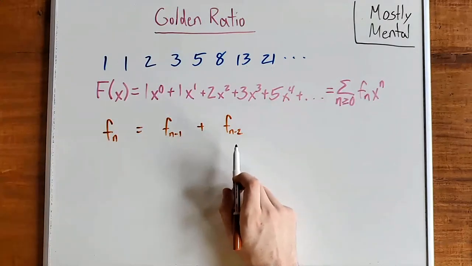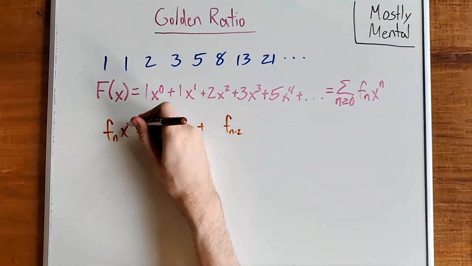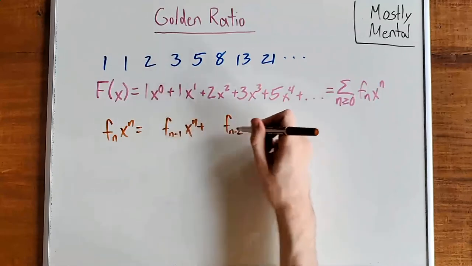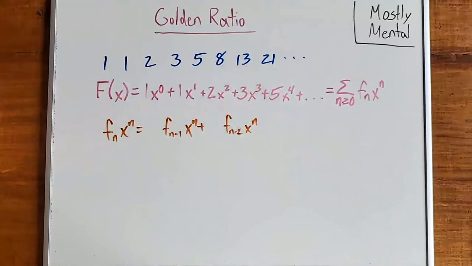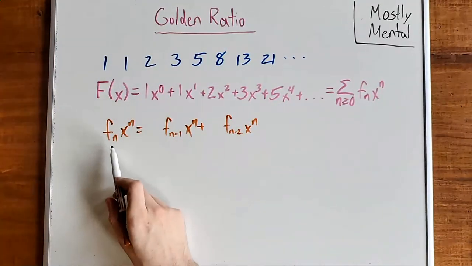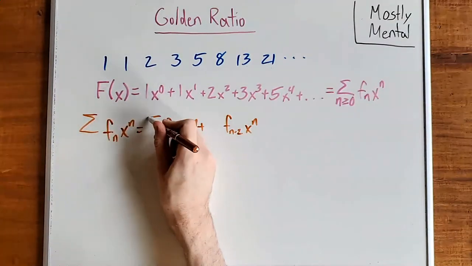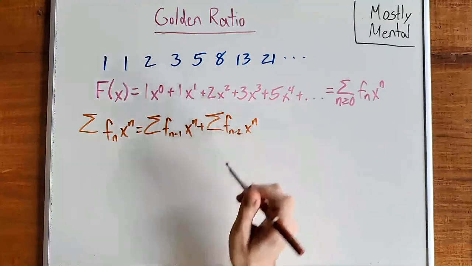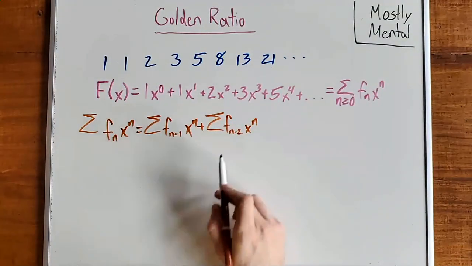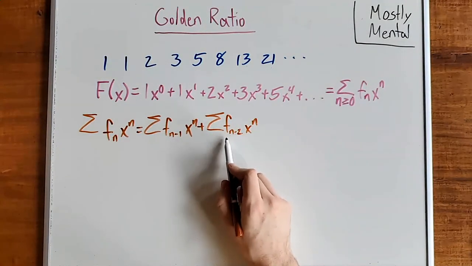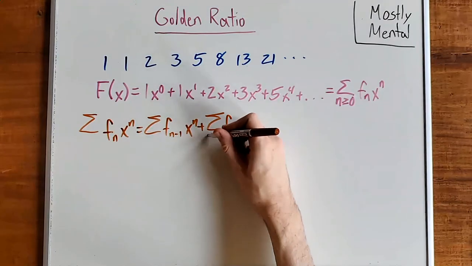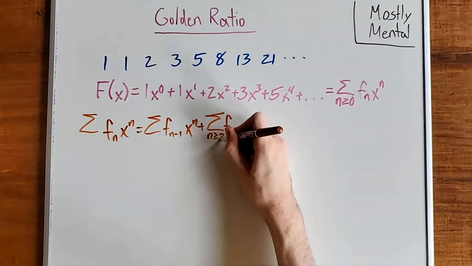Well, if this is true, then it's also true if we multiply through by x to the n. And if it holds for each n, then it also holds if we add together over all n. And we're going to need to start at n equals 2 so as to avoid getting any negative indices for our Fibonacci numbers.